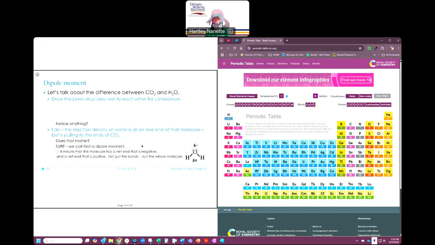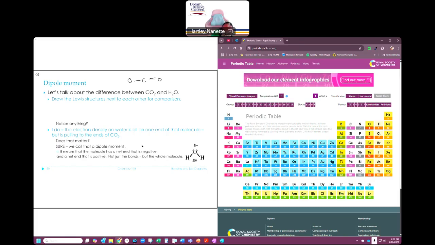Now, the fact that this is a permanent distribution is important. Some things have a permanent distribution where things are uneven, and that's called a dipole moment. This has a dipole moment. It's a permanent dipole. Some things don't. So CO2, even though the oxygen has a pull for those electrons more than the carbon does, there's an oxygen on each side of that molecule, right? So we have an oxygen here, carbon in the middle, and oxygen here.